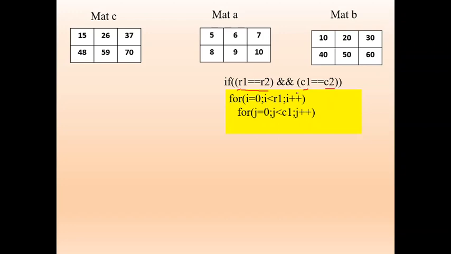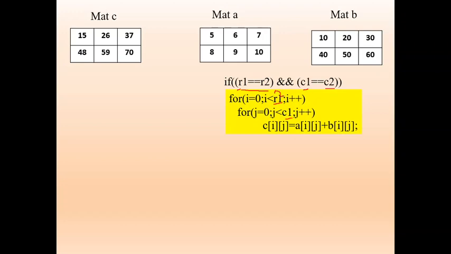What is the notation for the number of columns of my matrix A? C1. For j is 0, j is less than C1, j plus plus. So the outer loop will repeat R1 times, and the inner loop will repeat C1 times. In total, how many times does the innermost statement execute? R1 into C1 times.